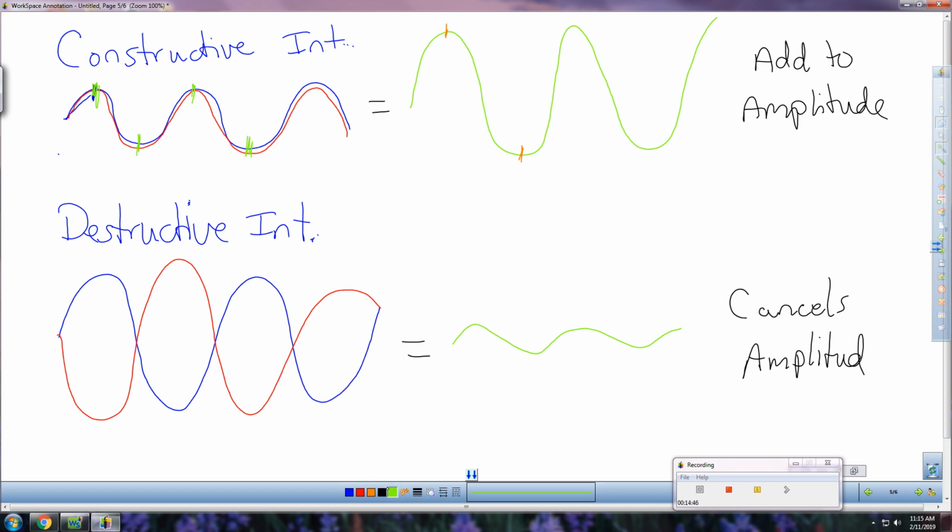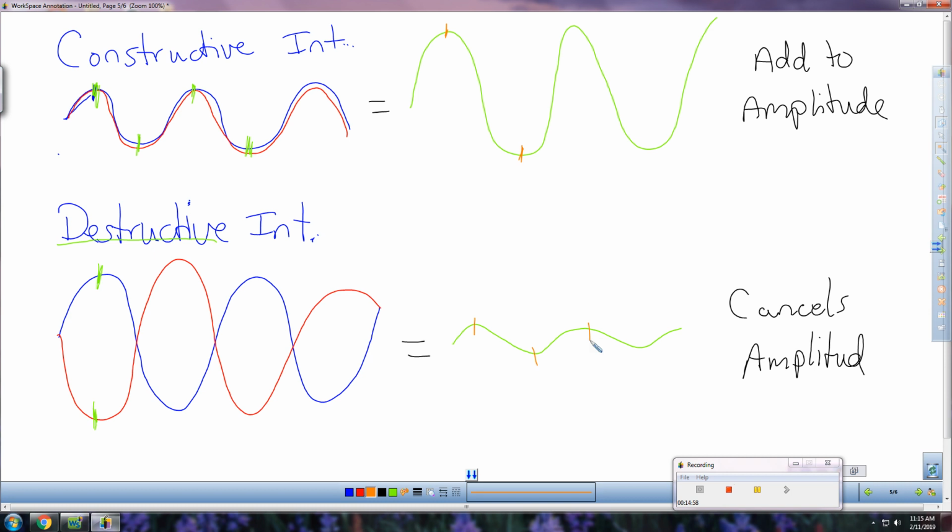Over here, we have destructive. The crest of one wave is matching up with the trough of another. They're canceling each other out. So the resulting wave is a smaller crest, smaller trough, or it could be no wave at all, if the wavelengths are the same size.